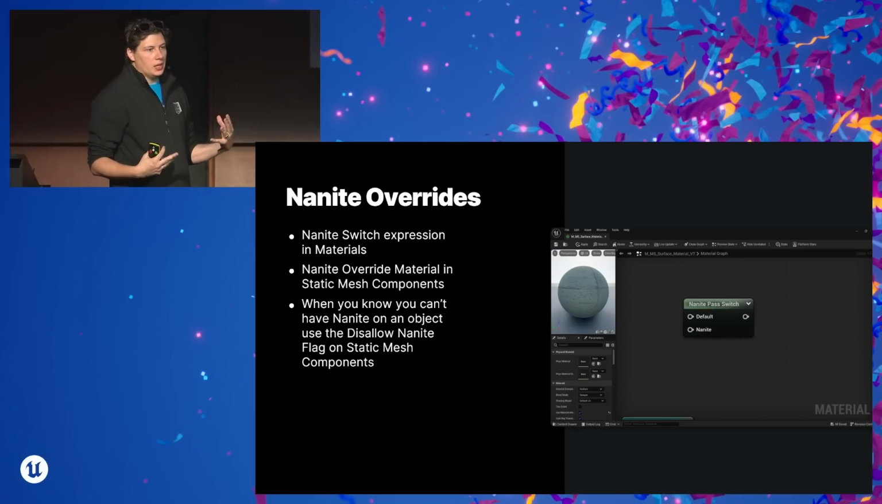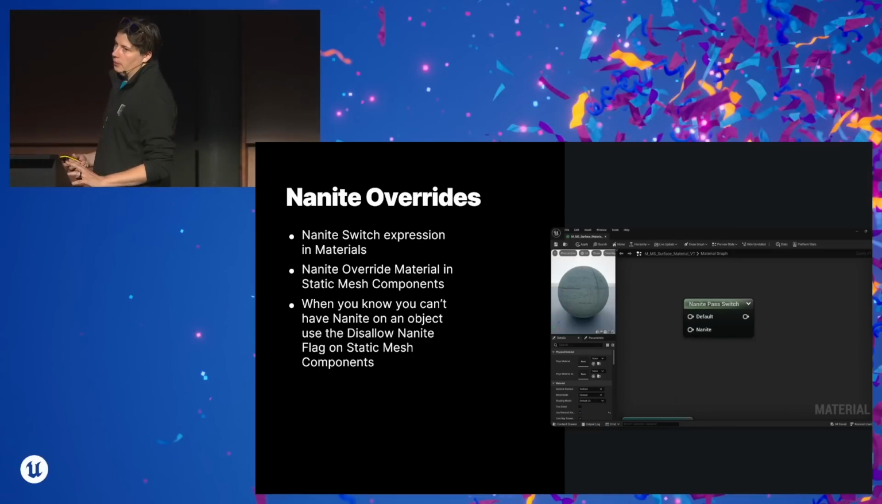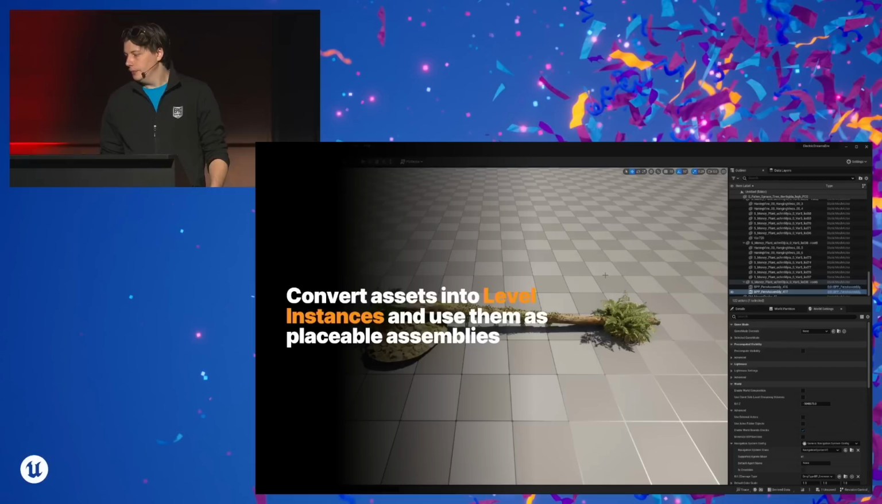And finally, there is another checkbox that's really useful to just make sure you're not going to break things, which is disallow Nanite. So if you've got a volume that's always going to have translucency applied to it, just make sure disallow Nanite is set, and it won't throw in meshes that you didn't intend to.